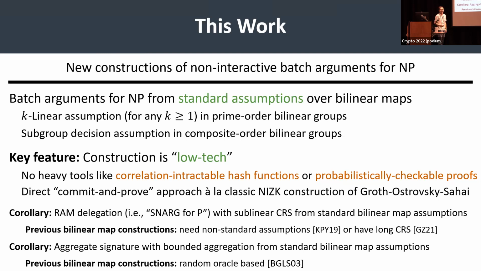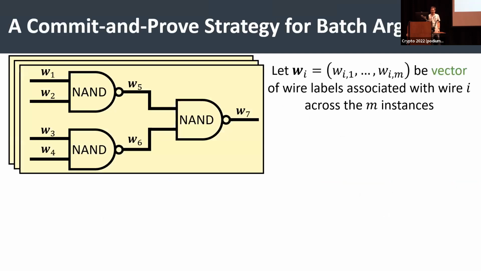Previously, this was only known in a random oracle model. So now let me tell you a little bit about how we construct batch arguments for NP in our new framework. We follow a commit and prove strategy that's common in the construction of many other kinds of proof systems.